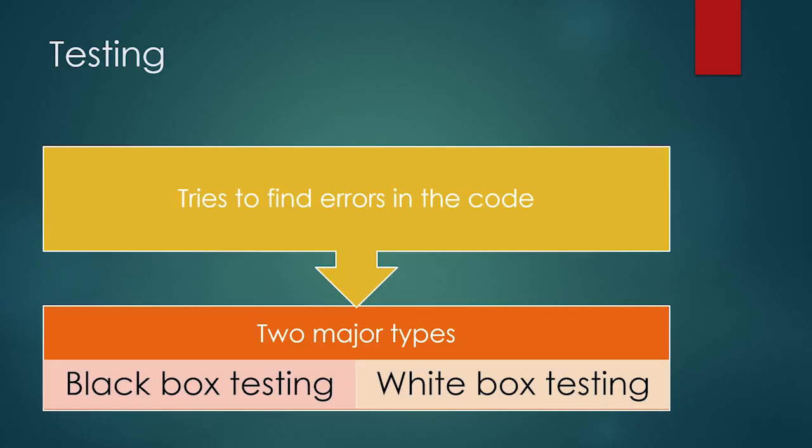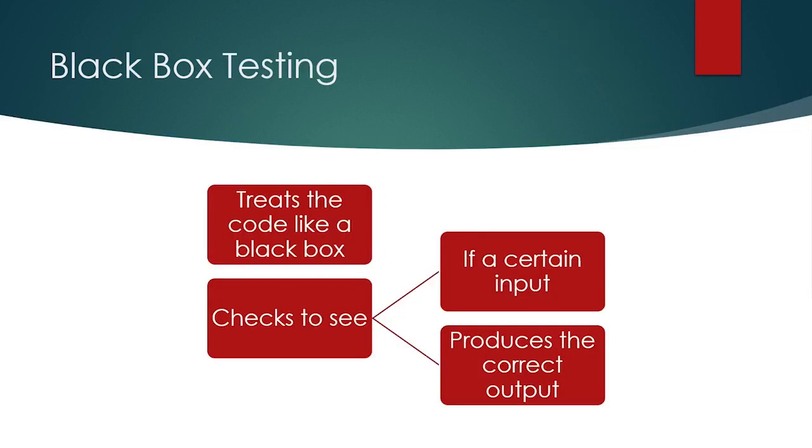So testing is all about finding the errors in the code. And we've got two major types. We've got black box, which assumes that it's just a black box. You put some input in and you get some output out. White box lets you see into it and see how the program works inside. And you can take advantage of that to tailor the tests to do better testing in white box.